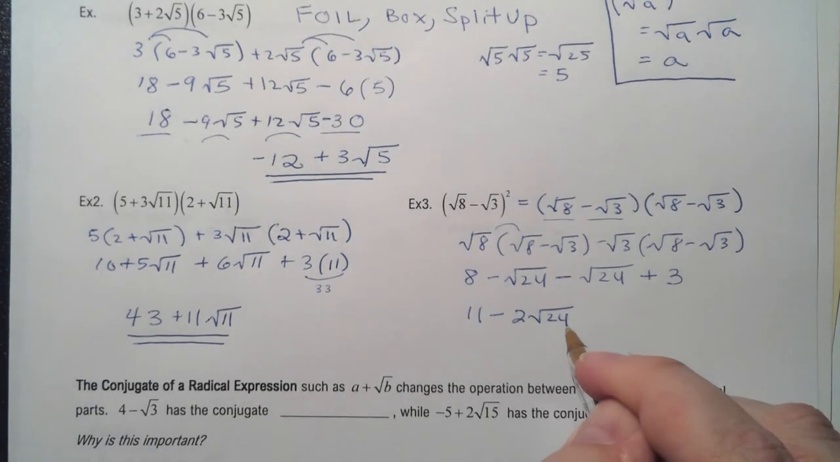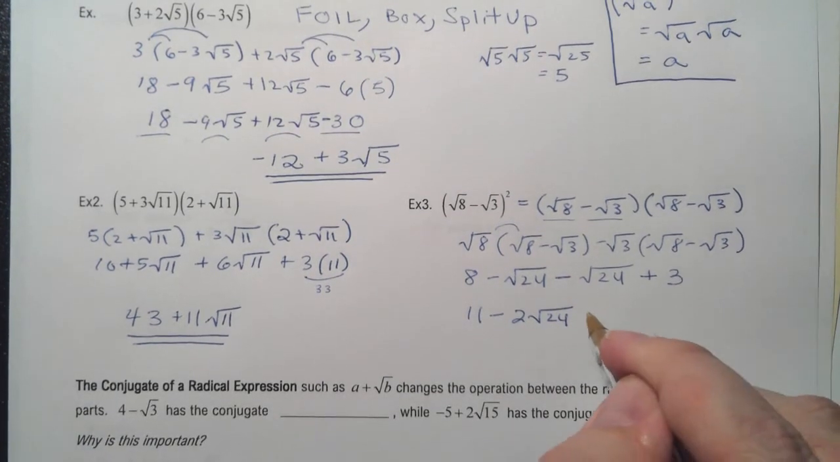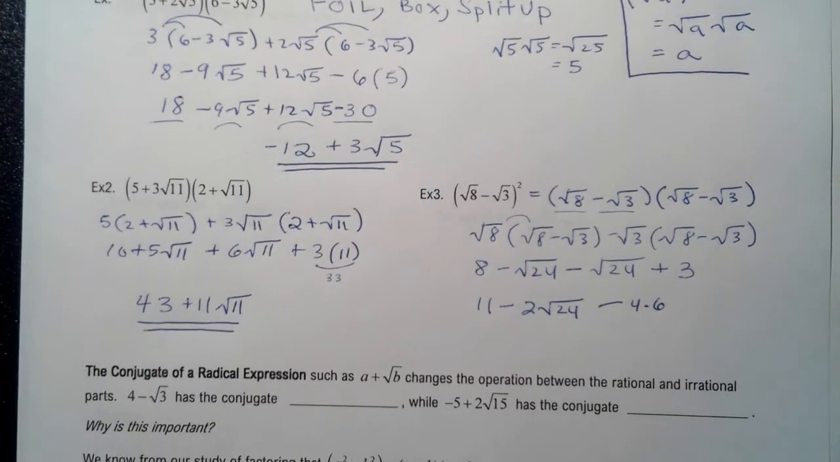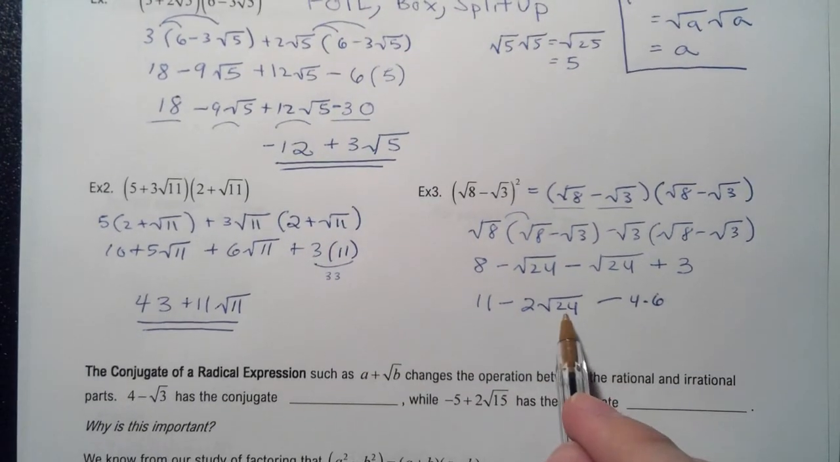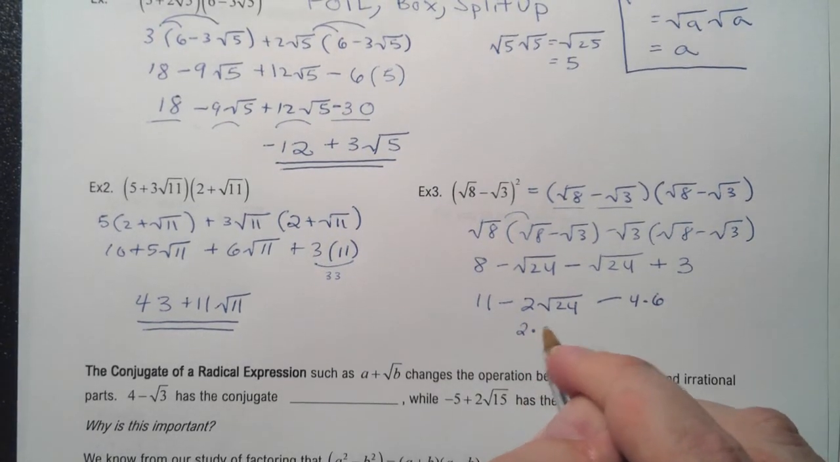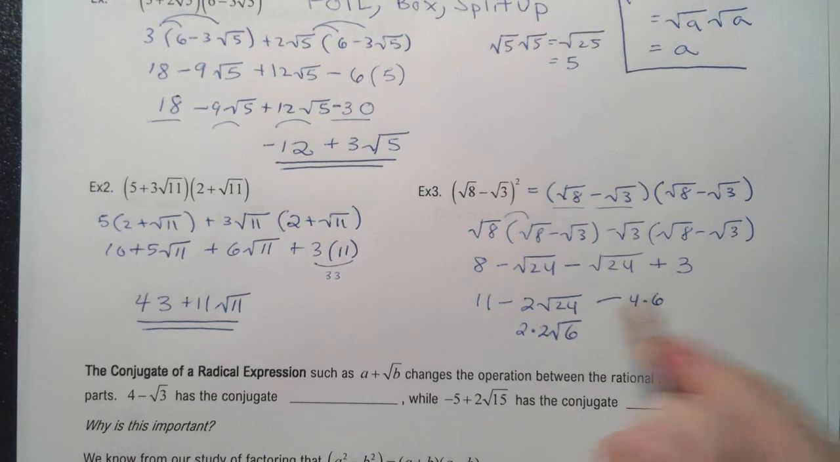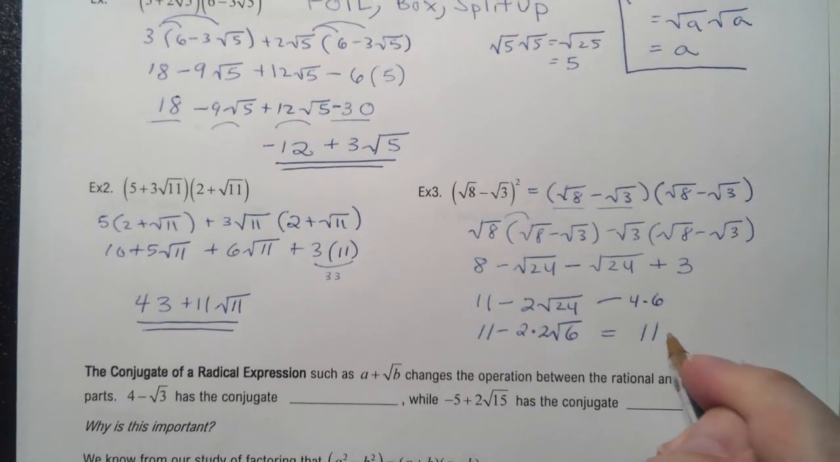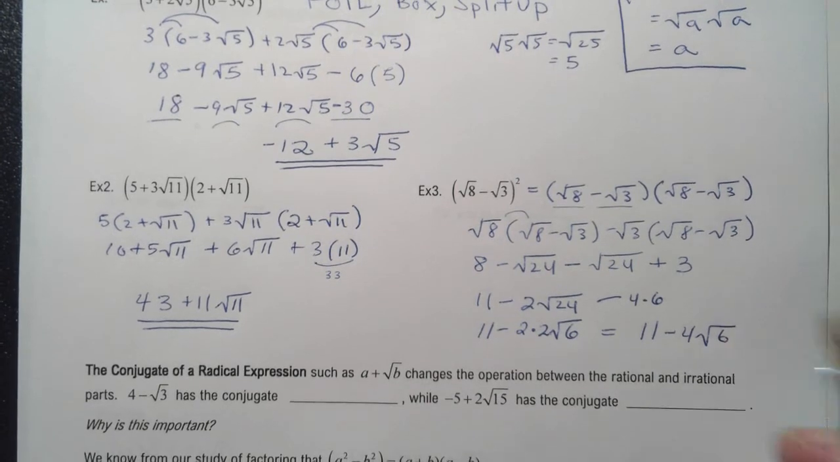24 is, among other things, 4 times 6. And you can break that down into primes if you feel you need to, but since there's a 4 under this square root, I know that means I can pull a 2 out. That 2 will come out and be multiplied with the 2 that is already there. And what I will get for my final answer is 11 minus 4 square root 6.